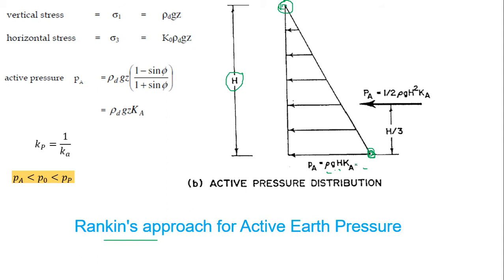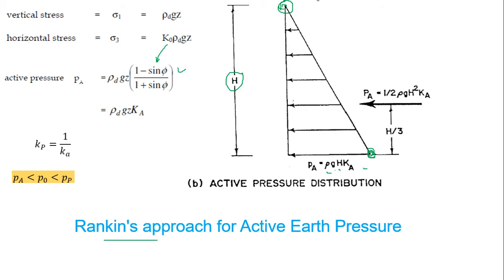We have studied the meaning of that in geotechnical engineering. Ka is the active coefficient of earth pressure, Kp is the passive coefficient of earth pressure, and the values of Ka and Kp depend on the phi value, that is the angle of internal friction. In this case the value of Ka is nothing but 1 minus sine phi divided by 1 plus sine phi. This is the value of the active coefficient of earth pressure.